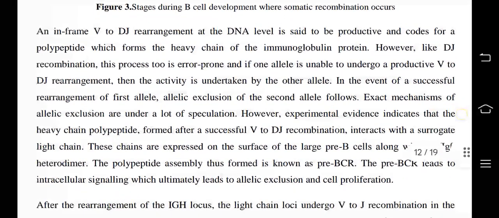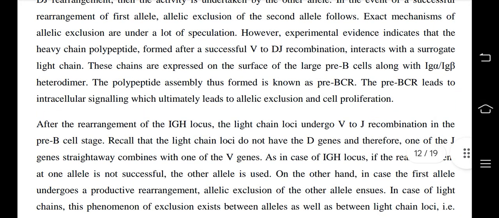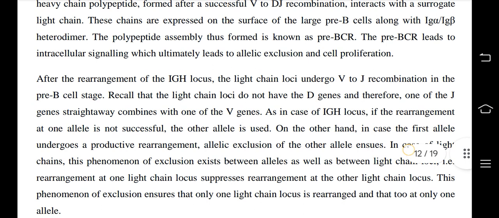The exact mechanisms of allelic exclusion are under a lot of speculation. However, experimental evidence indicates that the heavy chain peptides formed after a successful V to DJ recombination interact with the surrogate light chain. These chains are expressed on the surface of large pre-B cells along with the Ig alpha, Ig beta heterodimer. The polypeptide assembly thus formed is known as the pre-BCR. The pre-BCR leads to intracellular signaling, which ultimately leads to allelic exclusion and cell proliferation.